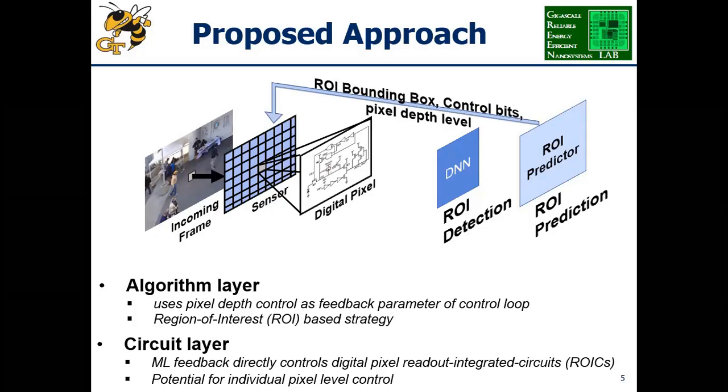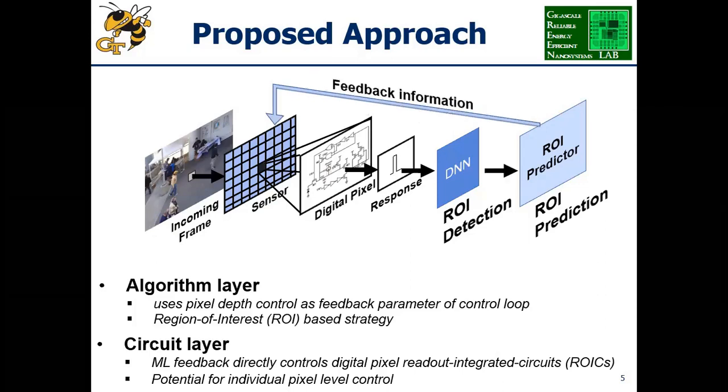So the ROIs are maintained at full depth, and the pixels of the non-ROI regions are controlled to operate at lower pixel depth. So this is what we show as a non-ROI pixel, and it shows a reduced response. So with this controlled response, we get lower active energy of the pixel that is under depth control. And this is how it flows.